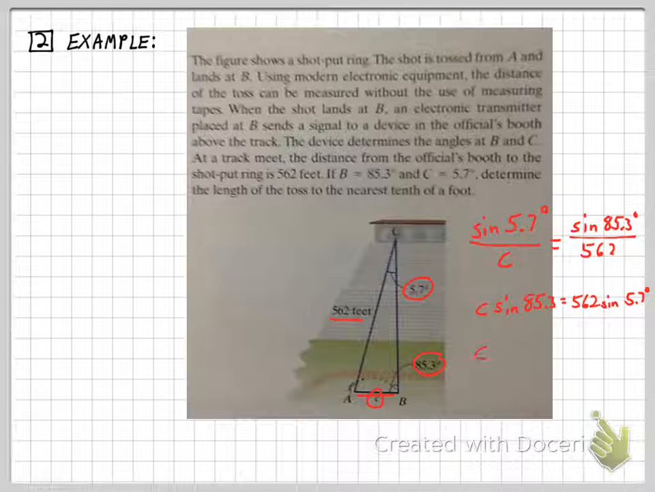and the expression for c then is going to be 562 times the sine of 5.7 degrees divided by the sine of 85.3 degrees. And pulling out my calculator, typing all that in, I get a value of c that's about 56.01 feet. And once again, without actually marking or measuring off the actual distance of the throw, but rather by looking at related angles and lengths, I can find the value of c indirectly.